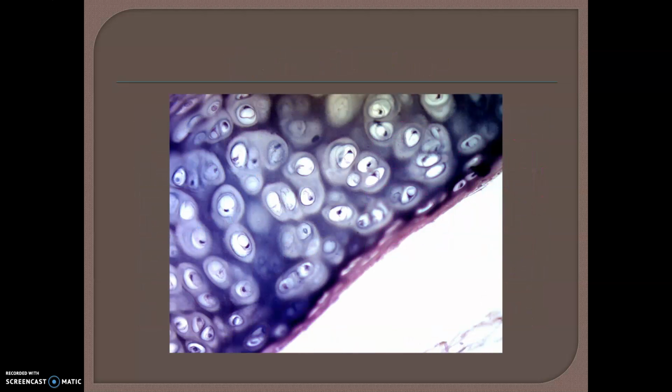So if we're looking at a real life microscope slide, you can see that this chamber right here is our lacunae. This whole thing right there is our chondrocyte. And then this darker purple that's around everything, that is our matrix there.